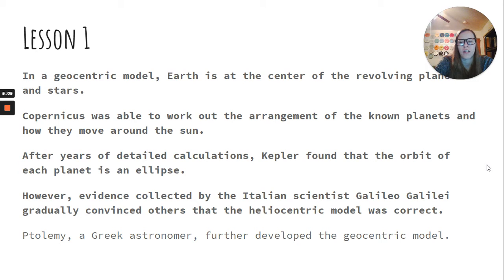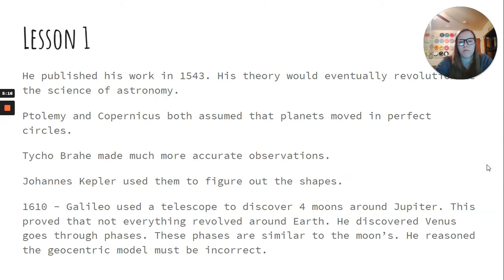So Ptolemy, a Greek astronomer, further developed the geocentric model. And make sure you're noting what each person is famous for, because that will be on the test. So Ptolemy published his work in 1543. His theory would eventually revolutionize the science of astronomy. Ptolemy and Copernicus both assumed that planets moved in perfect circles. Tycho Brahe made much more accurate observations, and Johannes Kepler used those observations to figure out the shapes.